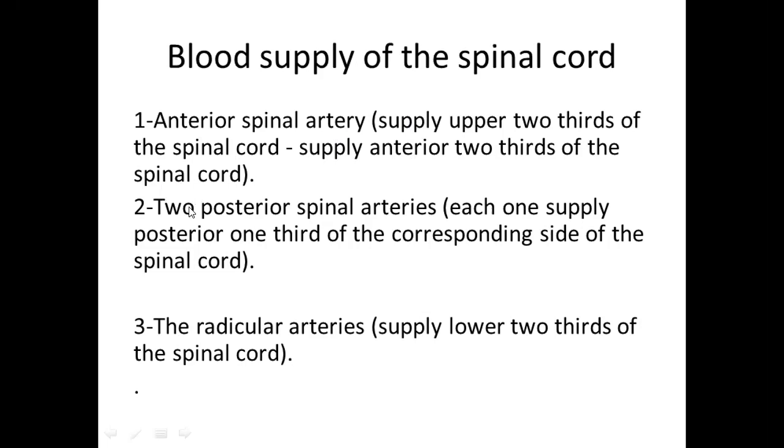Okay, and also there are two posterior spinal arteries. Each one supplies the posterior one-third of the corresponding side of the spinal cord. And lastly, the radicular arteries supply the lower two-thirds of the spinal cord. What does this word mean? Let's see.